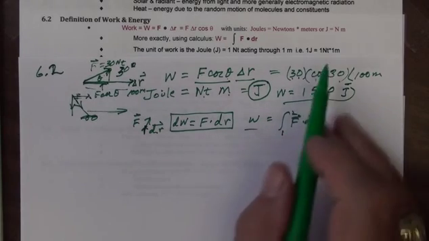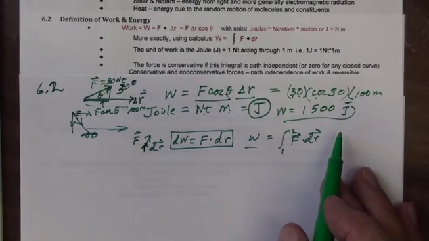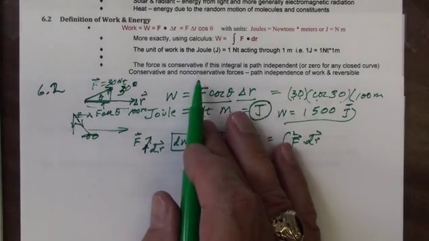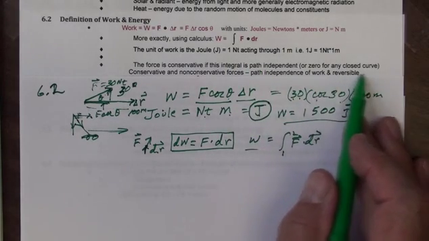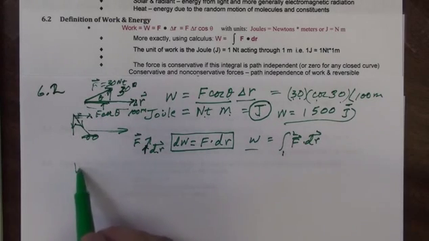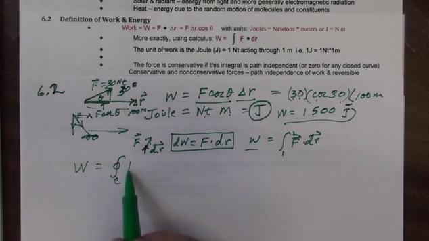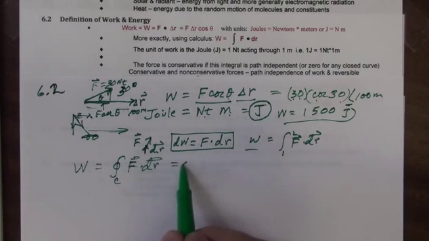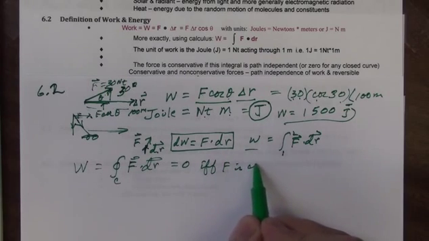The unit of work, as I've mentioned, is 1 joule, which is 1 Newton per meter. And if the force is what is called conservative, then this integral is path independent. And it's 0 for any closed curve, meaning that if I go around a closed curve, the work around a closed curve would be what is called an integral around a closed curve, F dot dr, and that's always equal to 0 if and only if F is conservative.